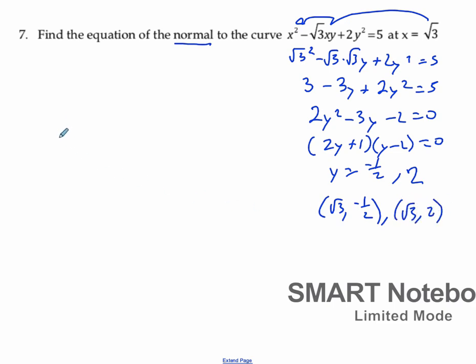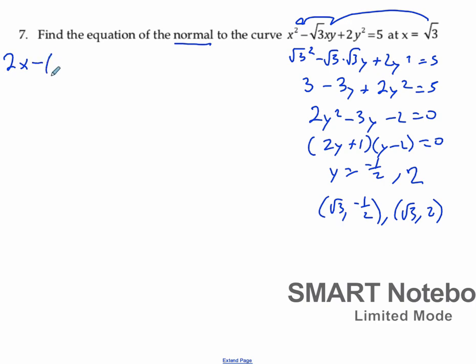Okay, so let's handle both those. Actually, we're going to need the derivative next, and then we can find out the slope of the tangent line at those points. Okay, so we'll do implicit differentiation. So here's the derivative. 2x, and this is a product, so we're going to do product rule.